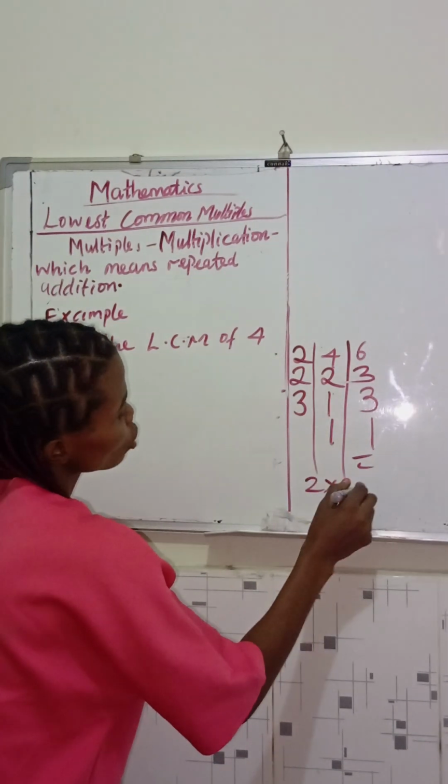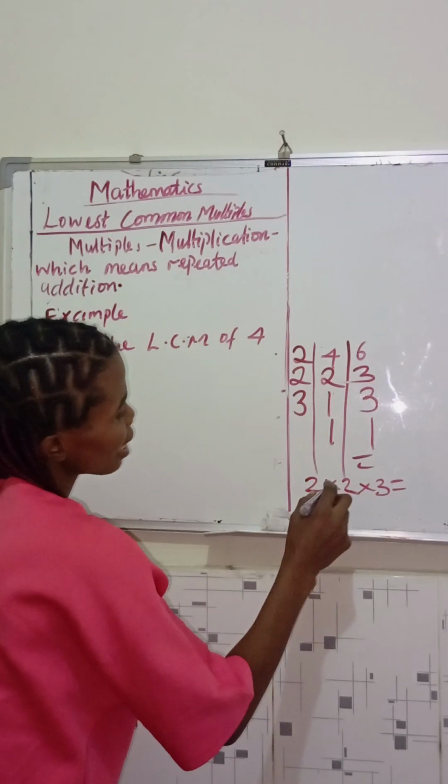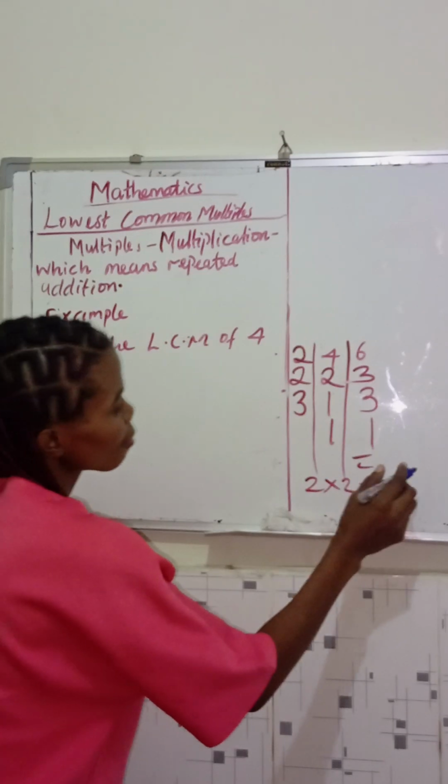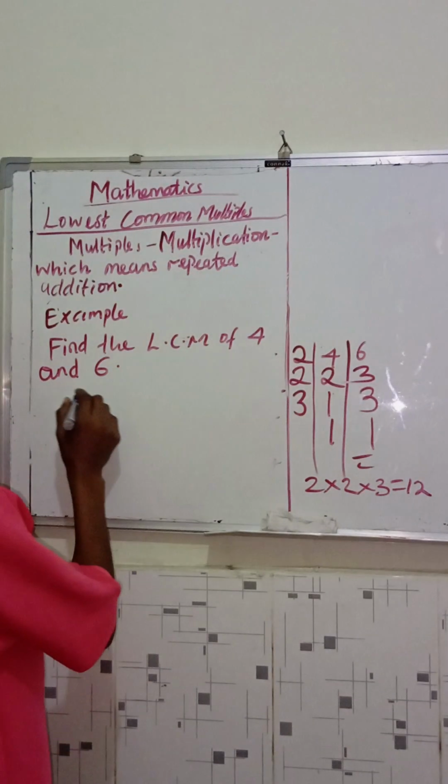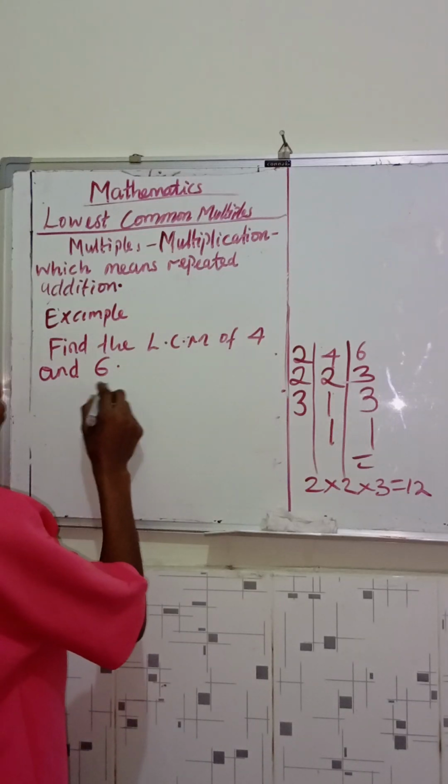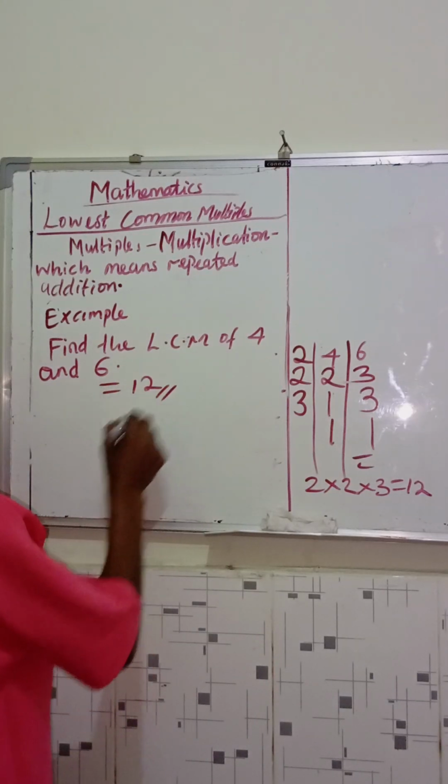2 multiplied by 2 multiplied by 3. What does that give us? 4 times 3, that's 12, right? So the LCM of 4 and 6 is 12.